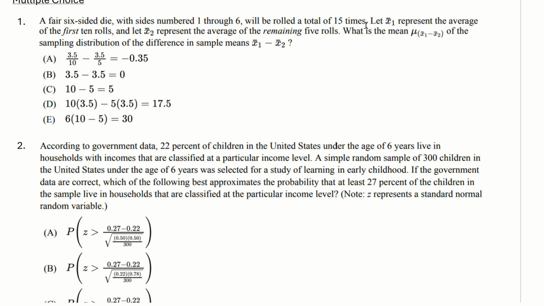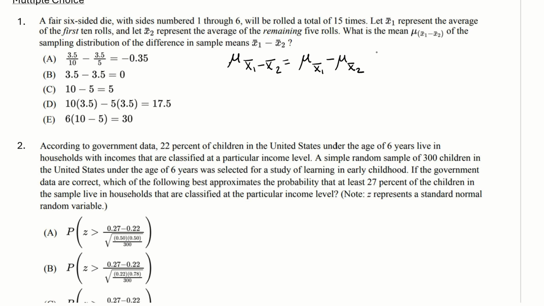Okay, so first off, let's write down the formula. We know from the formula sheet that mu of x bar 1 minus x bar 2 is equal to mu x bar 1 minus mu x bar 2. So we can just subtract the two means.